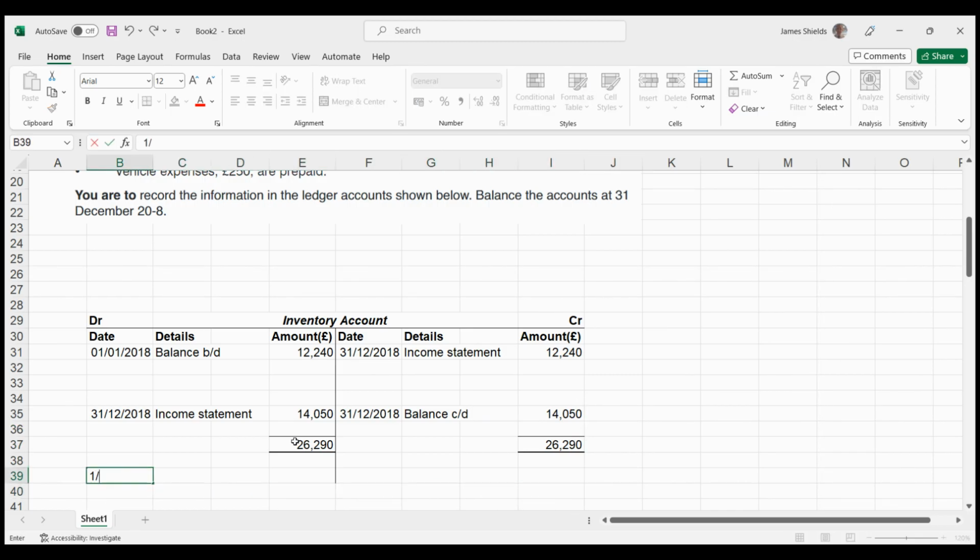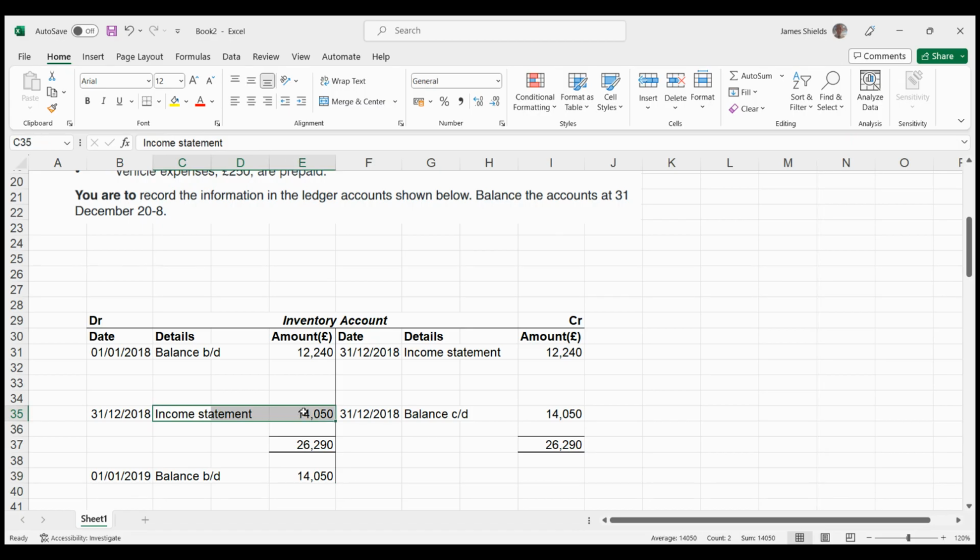Now you've got balance carried down, you're going to have a balance brought down. So the next day is the 1st of January 19. You've got balance brought down of the amount at the end of the year, £14,050. So the £14,050 there, that's going to be in our income statement cost of sales. And this is the amount on our statement of financial position in our current assets. Our closing inventory at the end of the year, the £14,050, is going to be in our current asset section in the statement of financial position. So let me just put next to that, that's your statement of financial position figure.